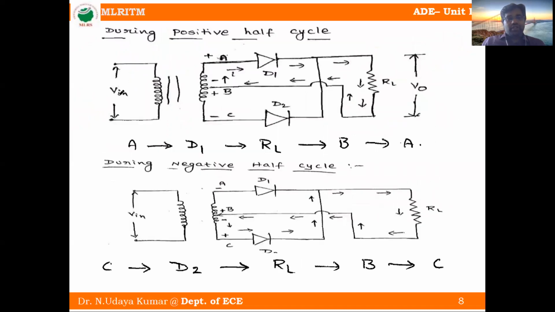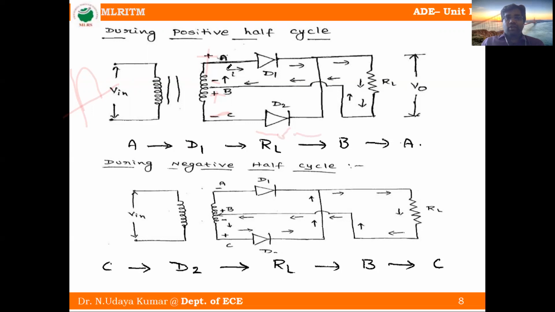See, during the positive half cycle, what happened? I am given only the positive half. Positive half means here plus, here minus. So whenever the plus terminal is given, this diode is forward bias. Whenever the negative terminal is given to the anode, this diode is reverse bias. Reverse bias means off, and the off symbol is like this.